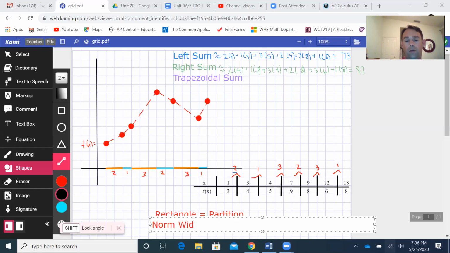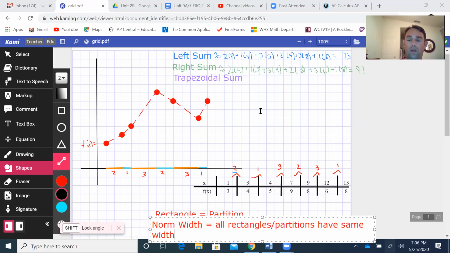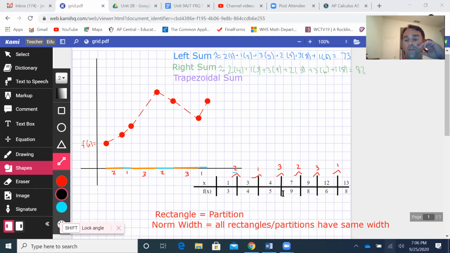Norm width. That means all rectangles, partitions, have the same width. And when you want to find that norm width, we've actually been doing it already. The norm width comes from that idea of delta x.